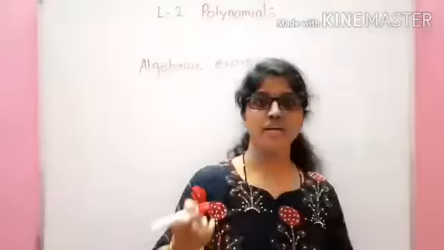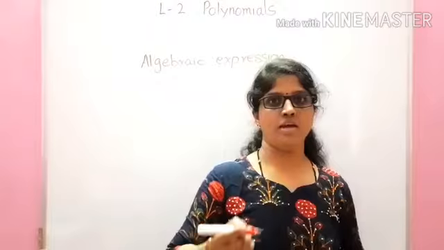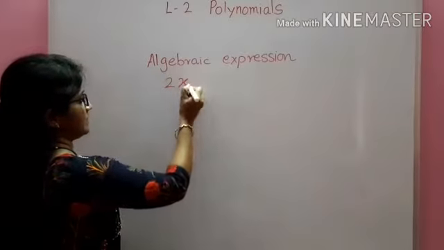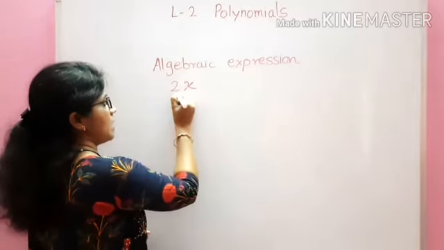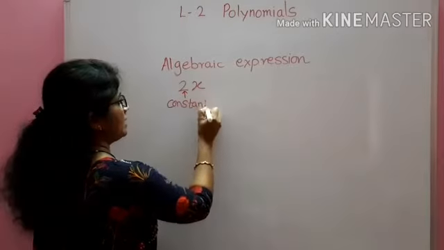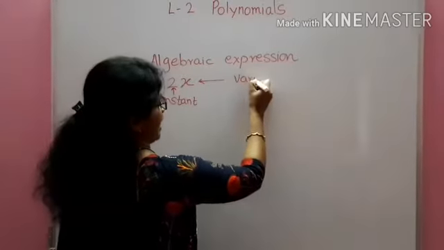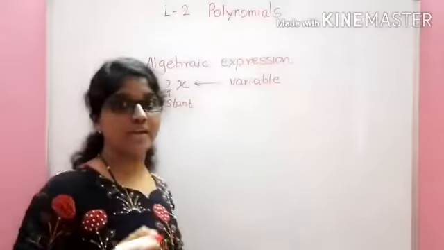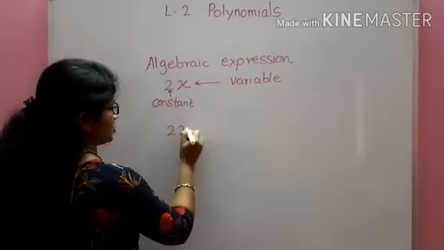When a statement is represented using the constant and the variable, it is known as the algebraic expression. Now suppose 2x. Here 2x I have written, where the number part is known as the constant and the x is known as the variable. Means any alphabet you can use as a variable. So this is an algebraic expression. Here I am writing a few algebraic expressions.